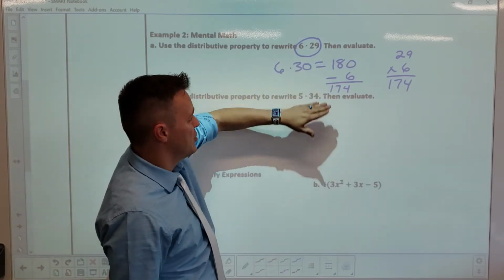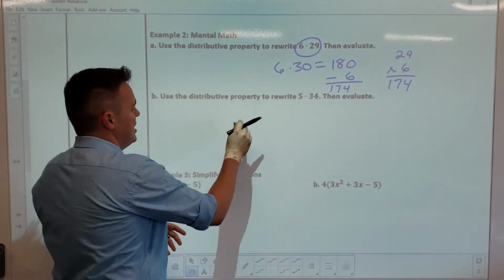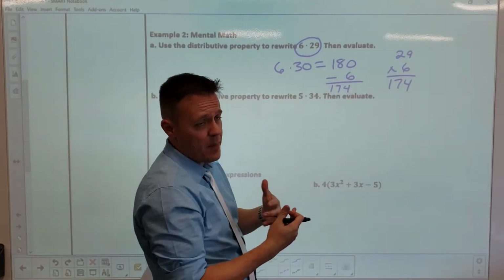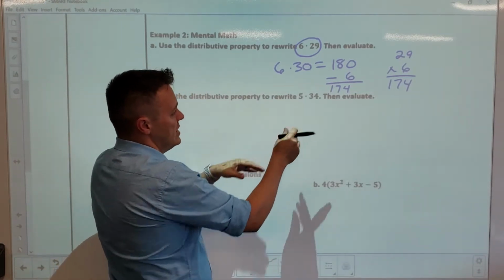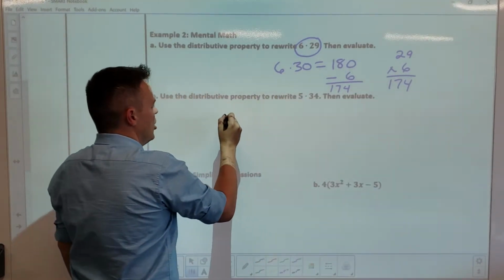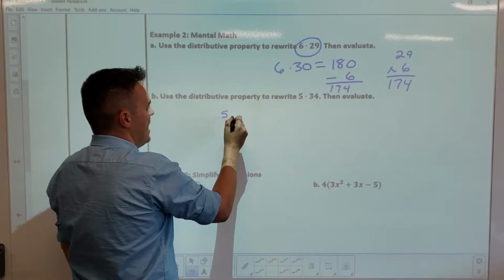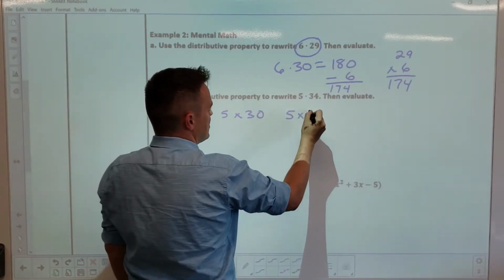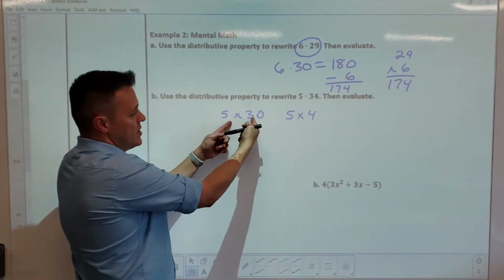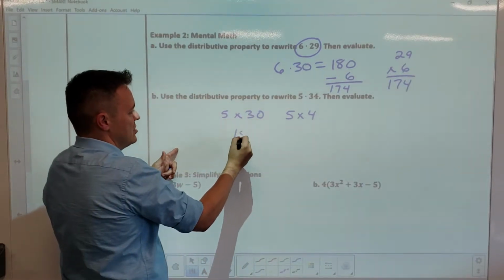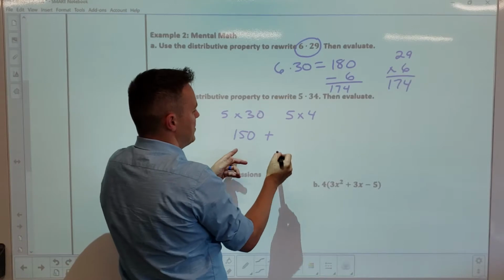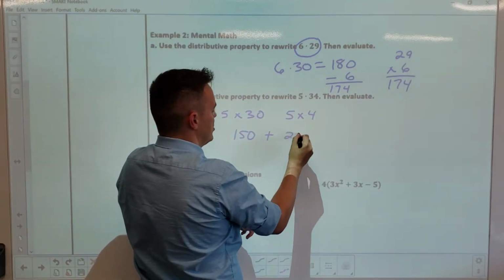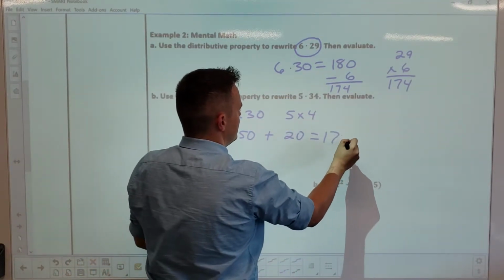It's not close to 30, but what it wants you to do is evaluate: can you rewrite this using the distributive property and then evaluate? One way of doing it is to break this 34 up. So you can go 5 times 30, and you could go 5 times 4, right? So what is 5 times 30? Everybody knows this is 150. And then it would be plus 5 times 4, which is 20, which is 170.